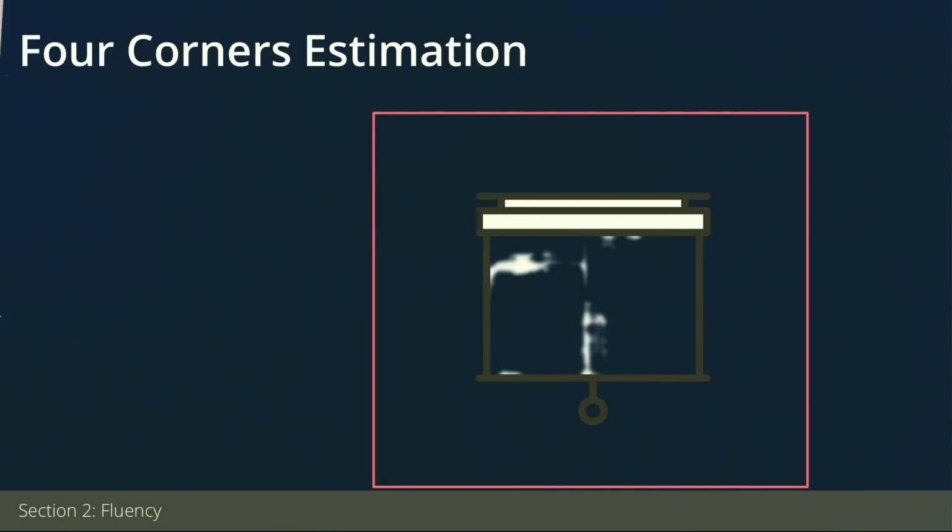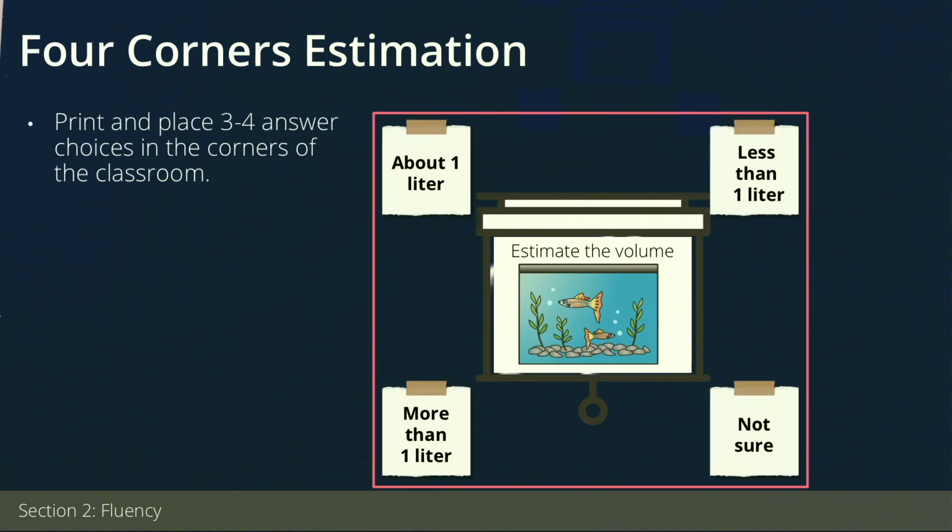So one of the things that you might consider is four corners estimation. Here, you're going to print and place 3 to 4 answer choices in the corners of the classroom. So here our answer choices are about 1 liter, less than 1 liter, not sure, and then more than 1 liter. Maybe the first question that you ask is estimate the volume. So students look at this picture of the aquarium and then they walk to the corner of the room where they think that's the appropriate response. So hopefully most of your students would walk to the corner of the room that says more than 1 liter.